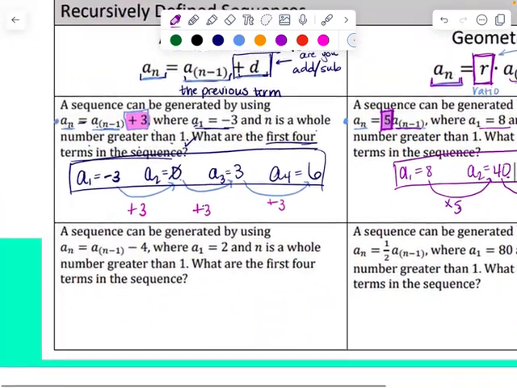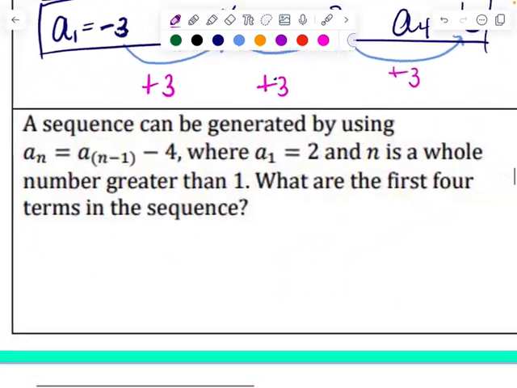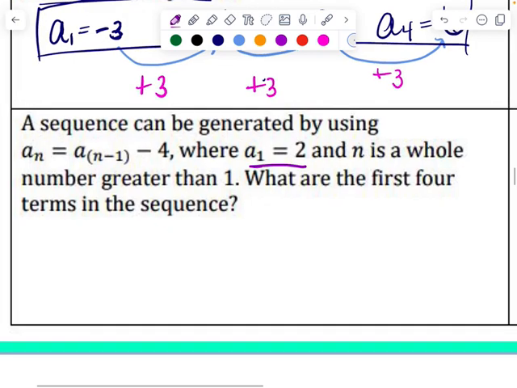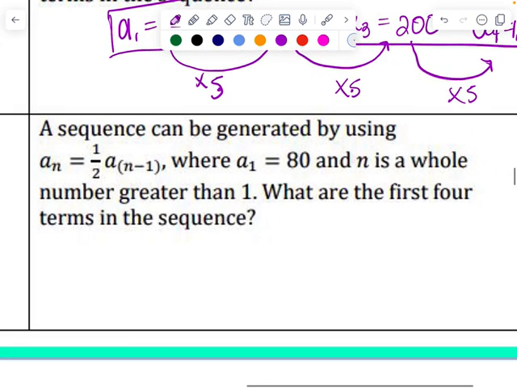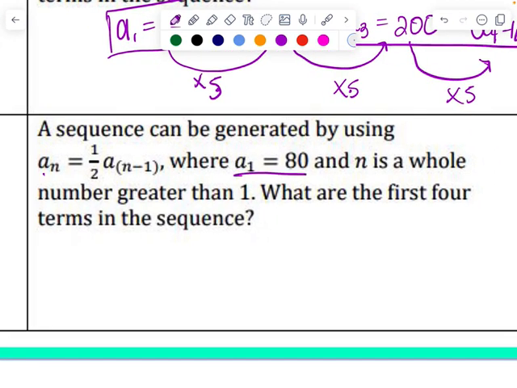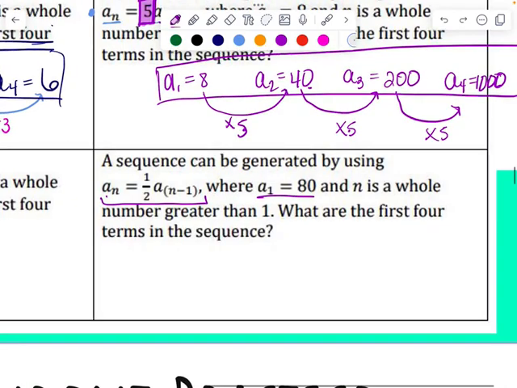So you've got this example right here. You've got your starting number, and then how is it changing? It tells you right here. Same thing right here. Your starting number, and this tells you what you are multiplying by to get to the next number. Okay? So you've got those examples to finish up on your own.